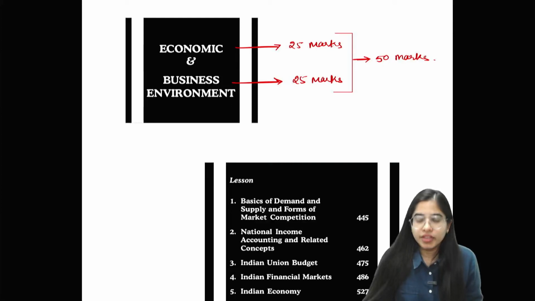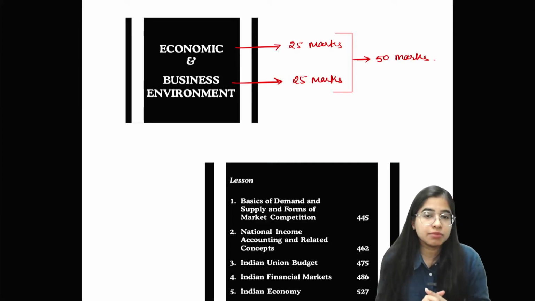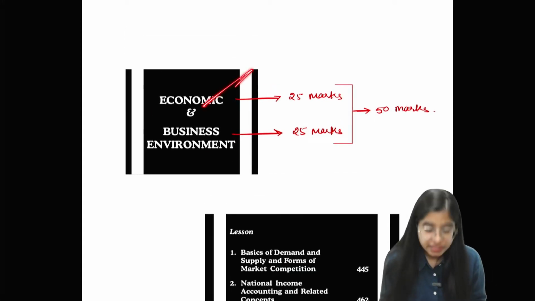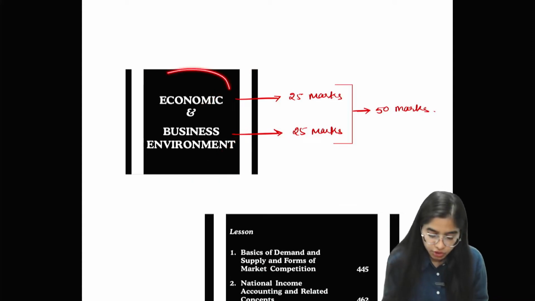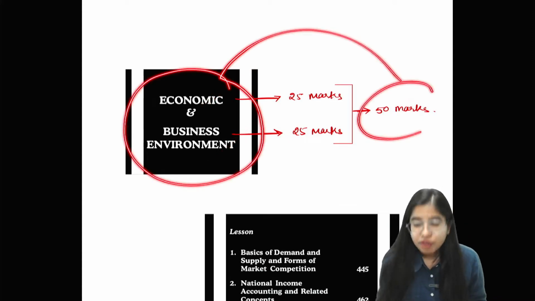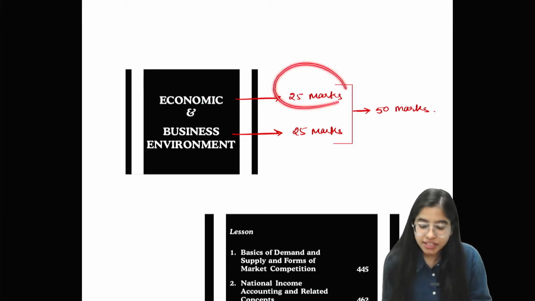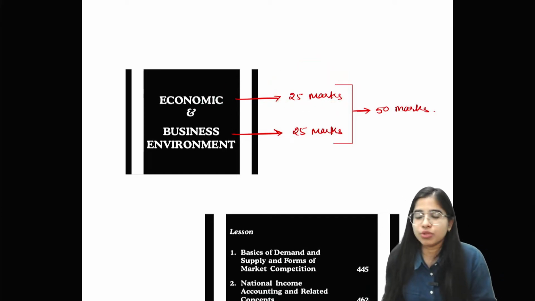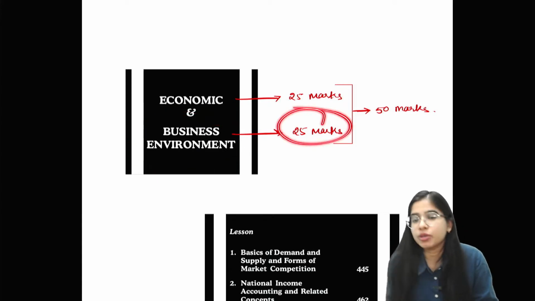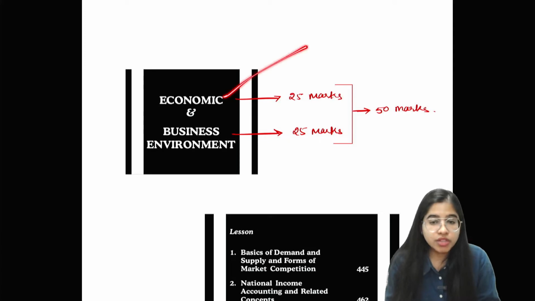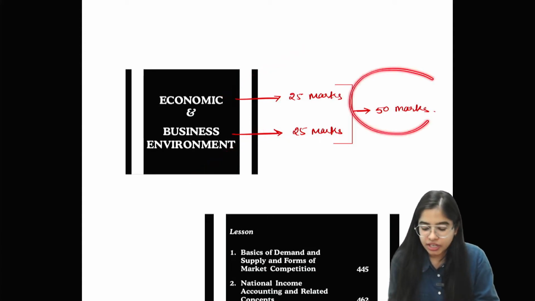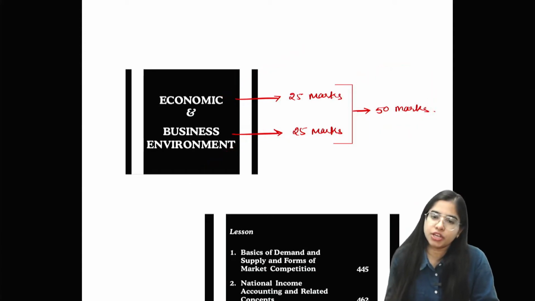Okay, so here we are to study our subject, which is business environment. Ma'am, this is your subject named economics and business environment. It is of 50 marks in your examination. But you are already done with your economics, which carries 25 marks. Now we are left with your business environment, which also consists of 25 marks. So economics and business environment together constitute your 50 marks in your examination, right?